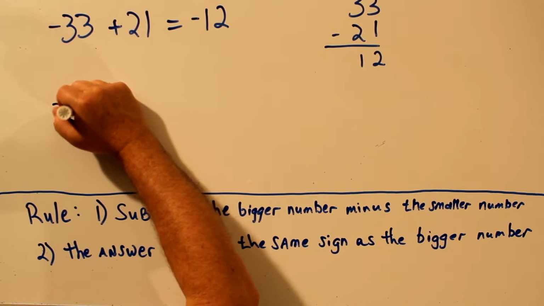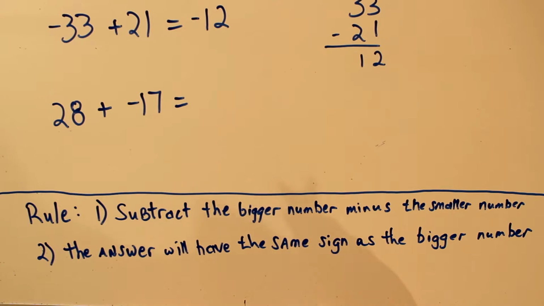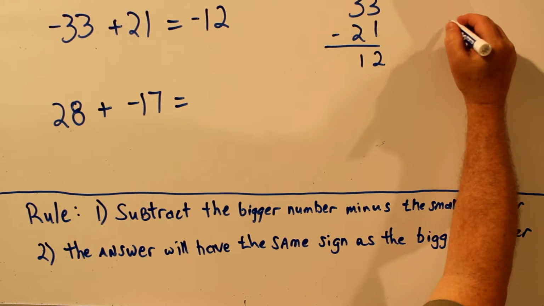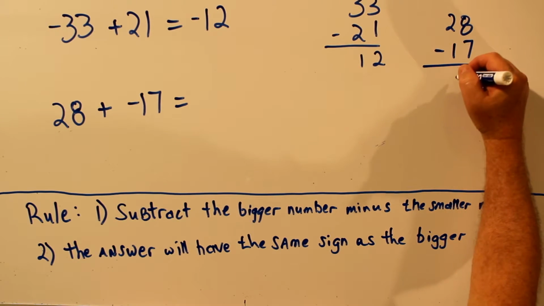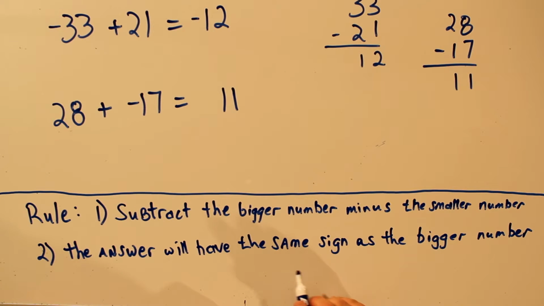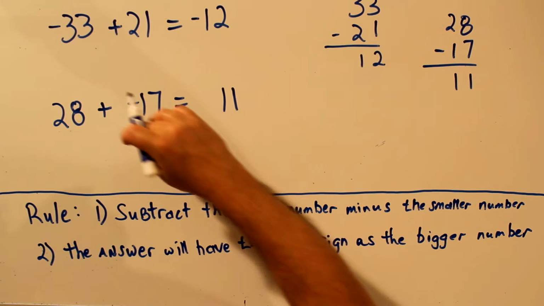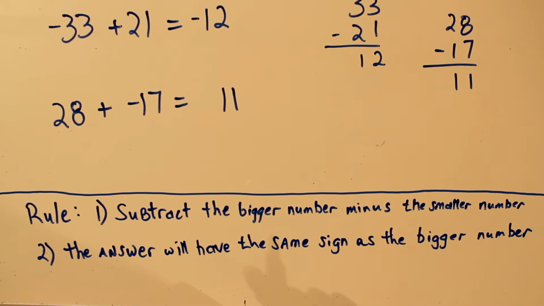Let's try 28 plus minus 17. Subtract the bigger number minus the smaller number. 28 is the bigger number, minus 17. 8 minus 7 is 1. 2 minus 1 is 1. 11, write it down. The answer will have the same sign as the bigger number. 28 is the bigger number and it is positive, so the answer is positive 11, or 11.